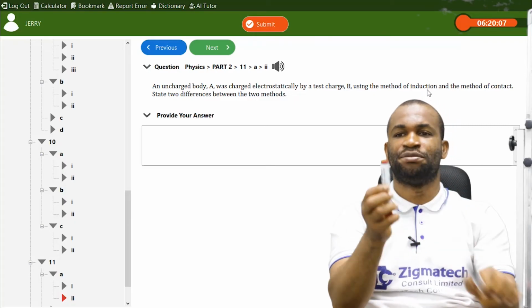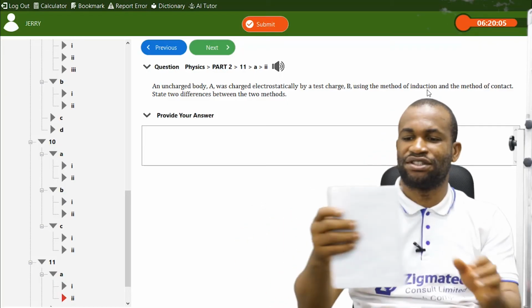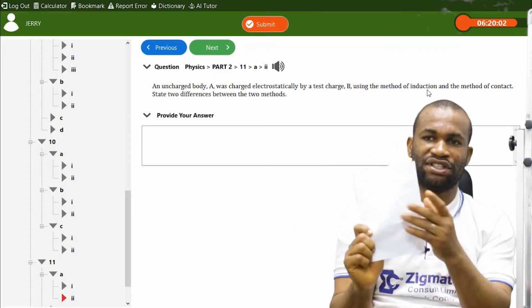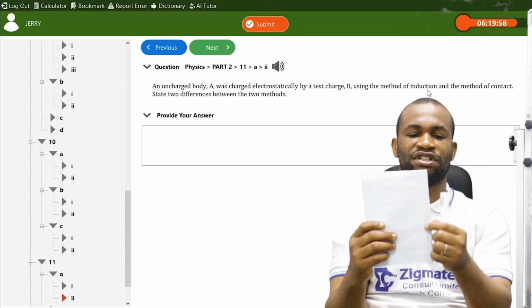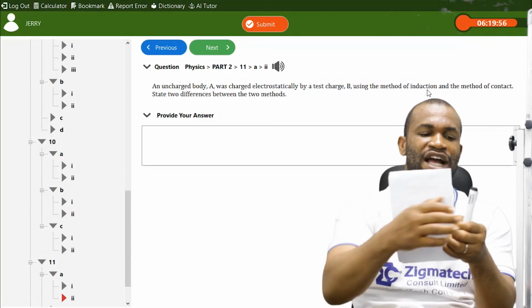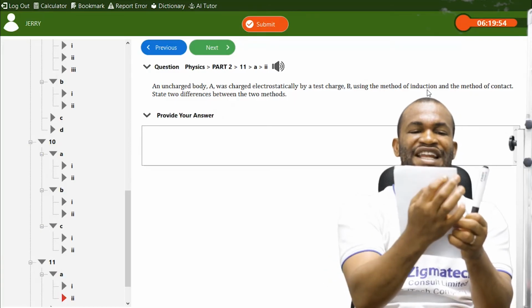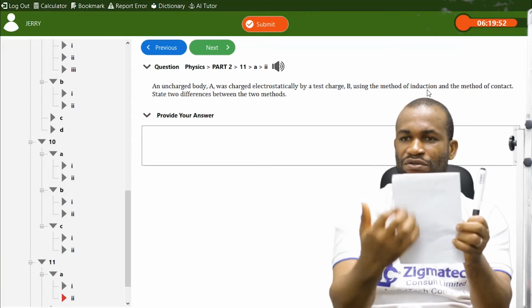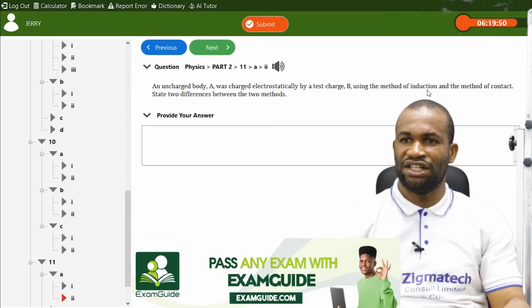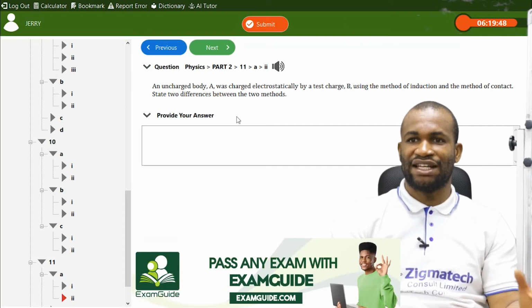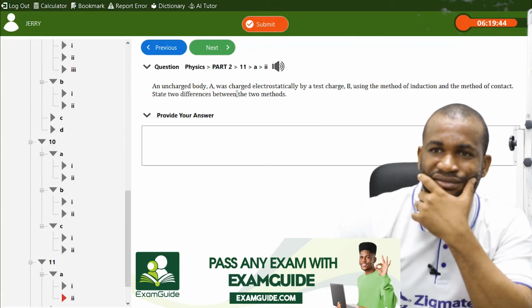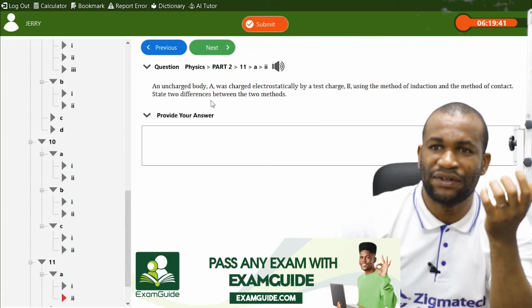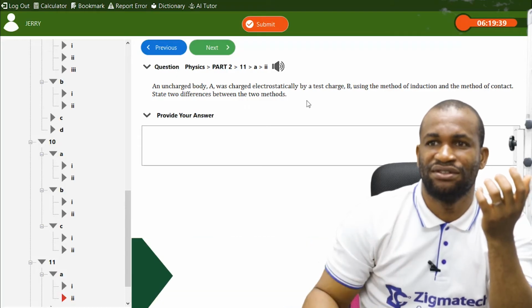However, if the uncharged body is like this book, and this body is positively charged, then at this point there will be negative here, while the positive will run away to this side. So that one is what is called induction. There's another question, which is the differences between the two methods.